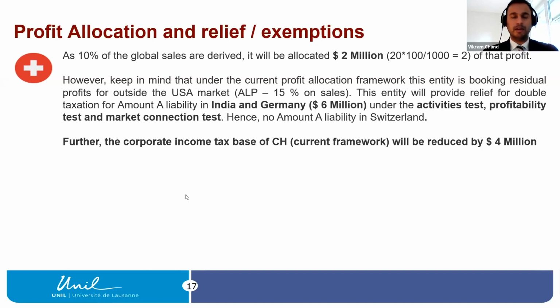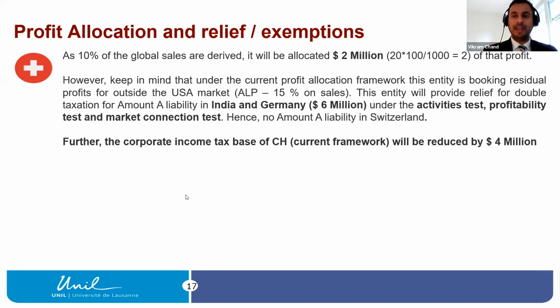So there are a couple of issues in Switzerland. Firstly, Switzerland is reporting a profit of 15% on its sales under the current system, and on top of that, the question now is, should Switzerland be identified as the entity which will provide relief from double taxation for the taxes paid in India and Germany? And the answer to that is yes. So in this example, if there's any AmountA taxes paid in India and Germany, Switzerland will have to provide a relief. Now, why are we choosing the Swiss entity?